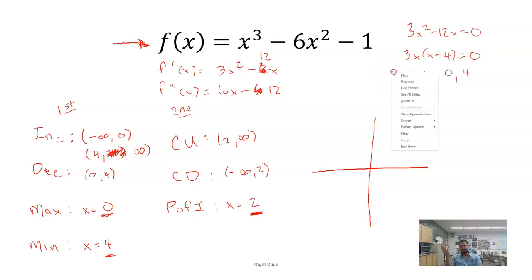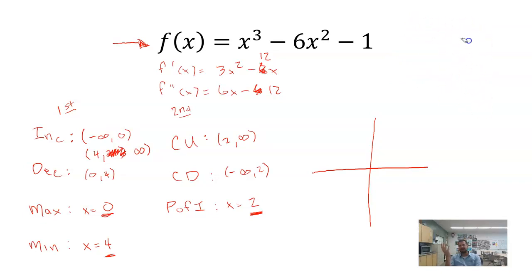I'm trying to erase this stuff up here. Oops, that's not what I want. Okay. I can find everything else that I need just by using those points as kind of a guideline.